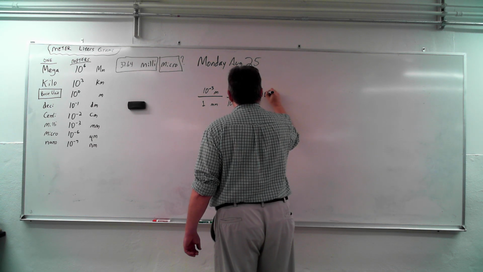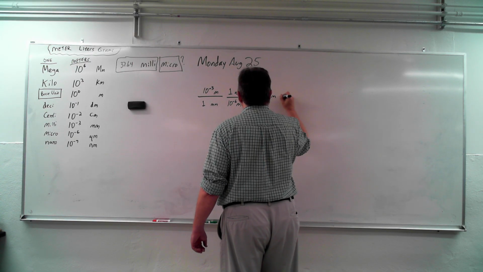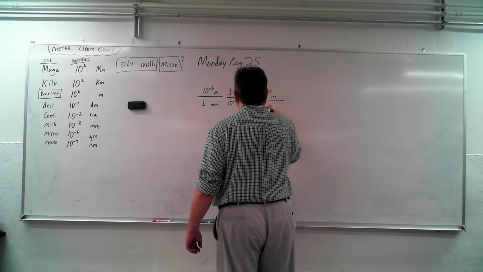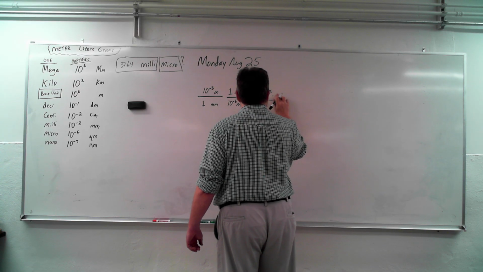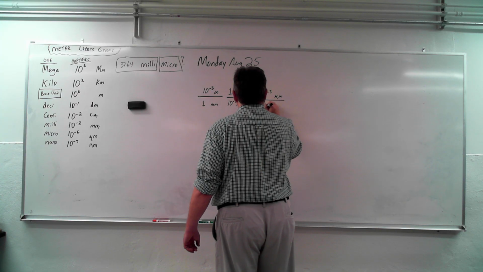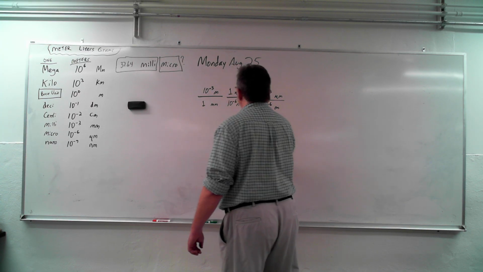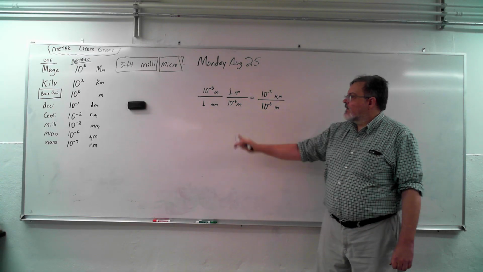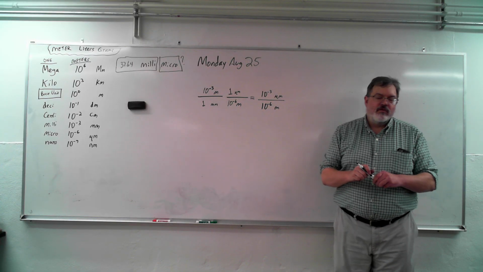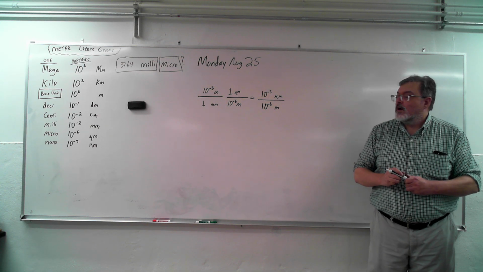So 10 to the negative 3 meters. Micrometers. 10 to the negative 6 meters. So I've dropped the ones out and I've canceled this M and I've put them both over the same line, over and under the same line. That would work as a conversion for this problem.